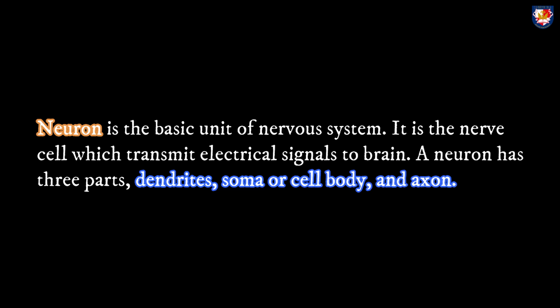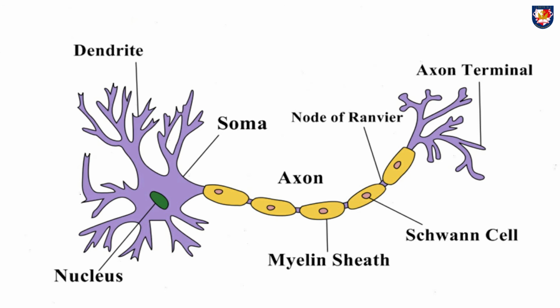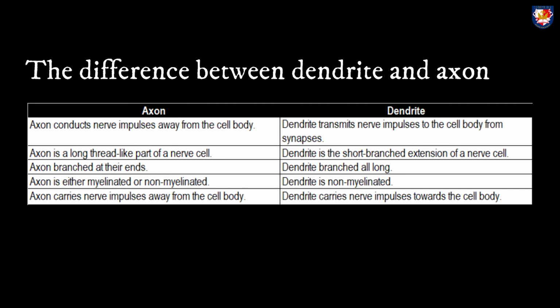The neuron is the basic unit of the nervous system. It is the nerve cell which transmits electrical signals to the brain. A neuron has three parts: dendrite, soma or cell body, and axon. Here is the structure of a neuron. Let's take a look at the difference between axons and dendrites.